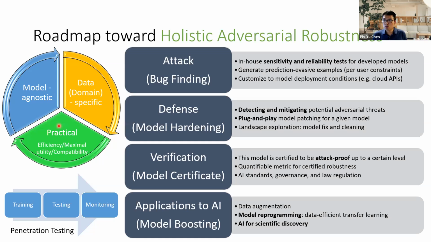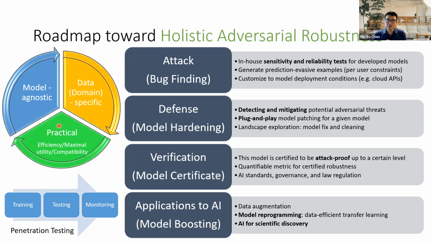So with this holistic adversarial robustness in mind, I would like to map the terminologies being used in this domain to some general and common terms that a broader audience will care about. Most of the time when we are talking about attack, we actually mean finding bugs in the AI systems that we are developing. So this means we are doing a lot of in-house sensitivity and reliability tests before that model is actually deployed. And most of the time, given some constraints, some possible search spaces, we would like to see if we are able to find some counterexamples that violate the design of our model. So this is in a way very similar to debugging.